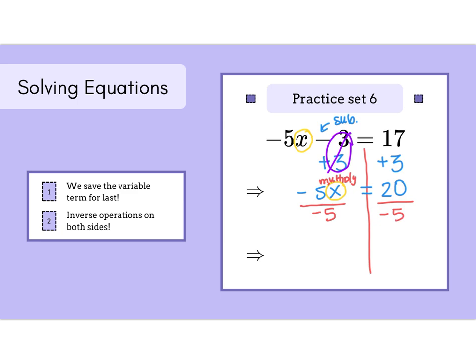And from now on, I'm just going to drop the 1 because I don't really have to write it. So negative 5 divided by negative 5 is just 1x. So we have an x here. And then 20 divided by negative 5 is going to be a negative 4.